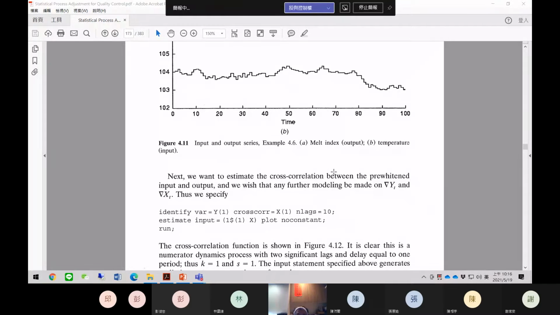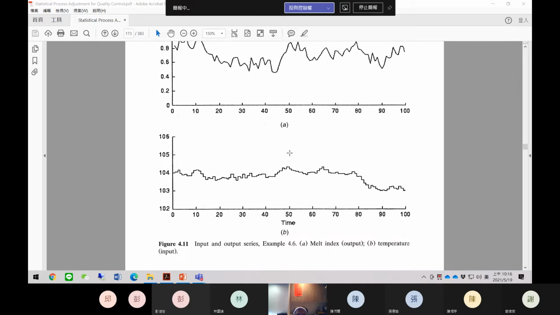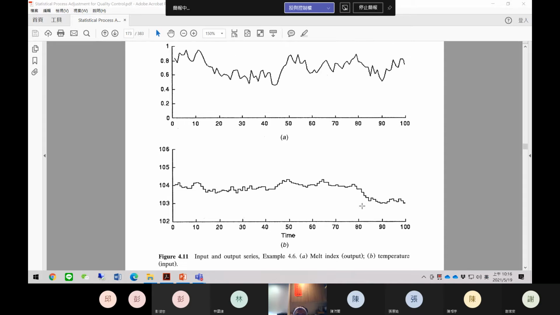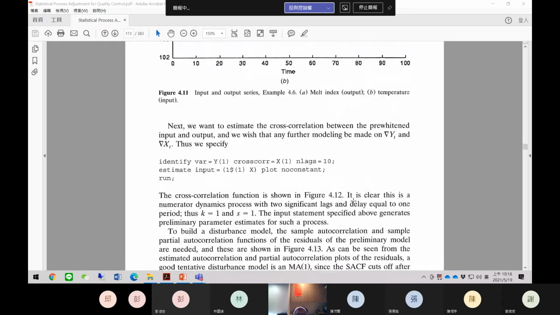My mistake. So this is At, Bt. Let me say it again. At is the melt index, this is the output. Bt is the input. So differencing one time, it is non-stationary.